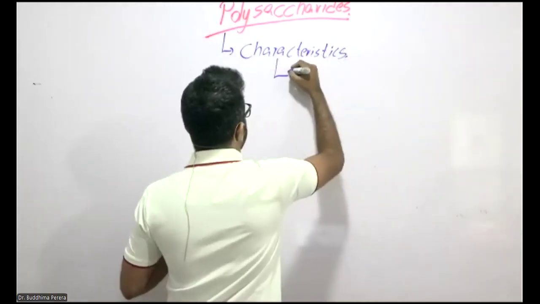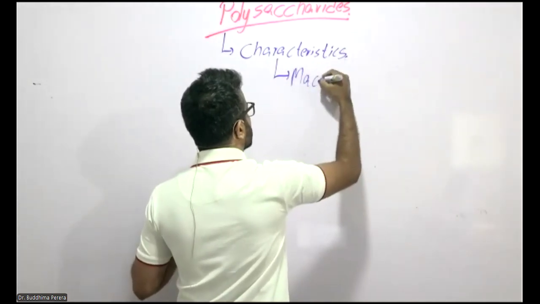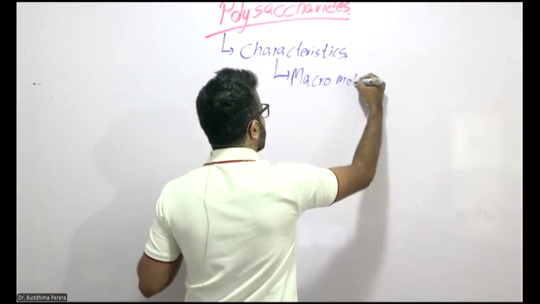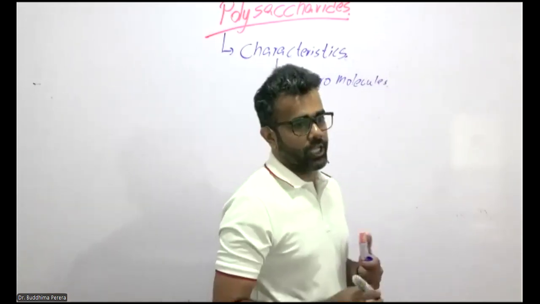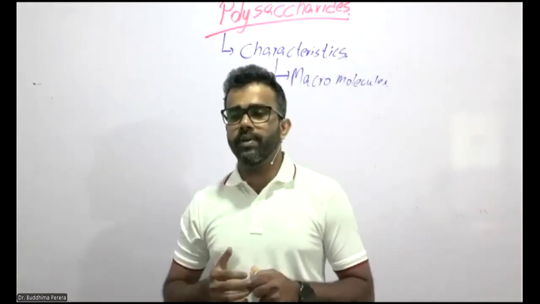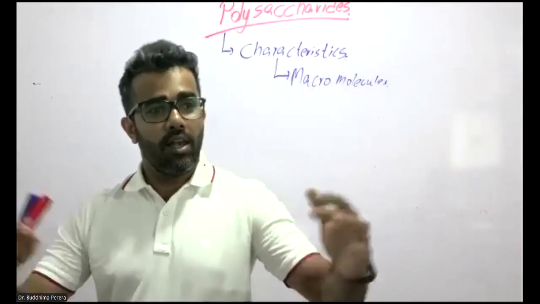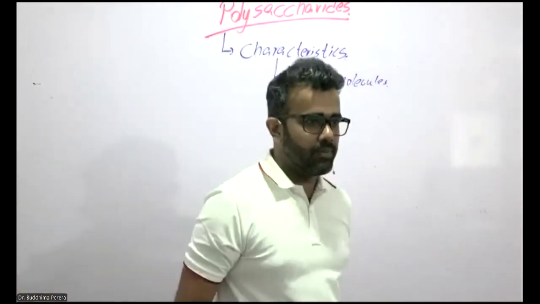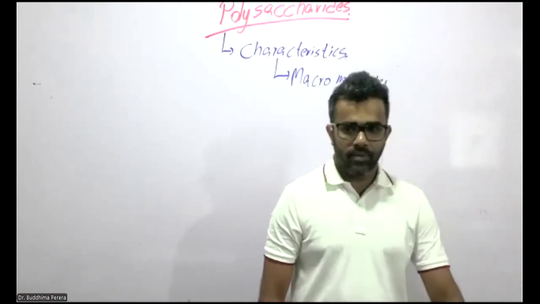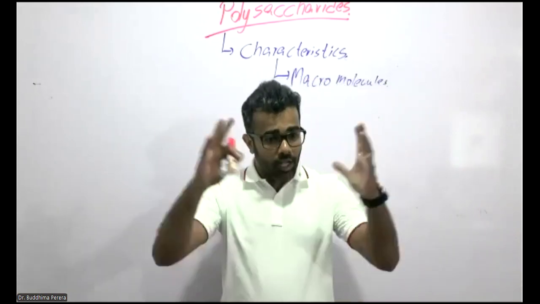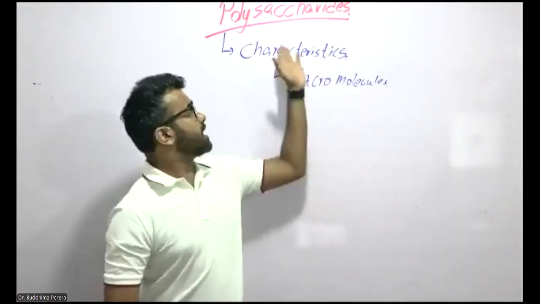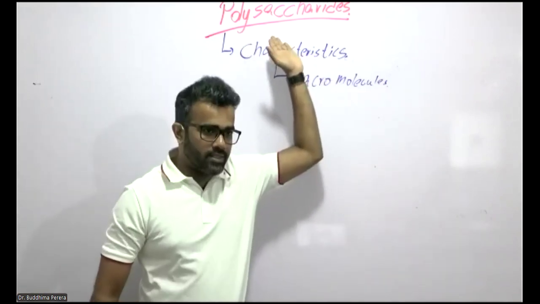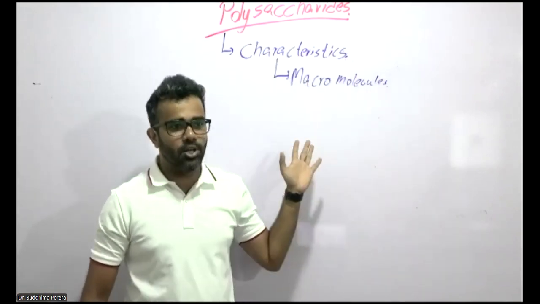Polysaccharides are macromolecules. What is the meaning of macromolecule? Macromolecule means it should be large. Macro means large, micro means small. Then they should be large molecules. Polysaccharides means many saccharides, so it should be a macromolecule.